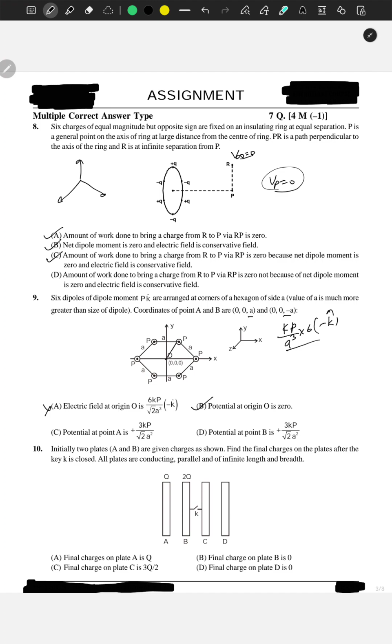Potential at A and potential at B, that we need to find. Okay, let's talk about point A. Point A is on the Z axis, so it is outward. So you just need to imagine something here now.